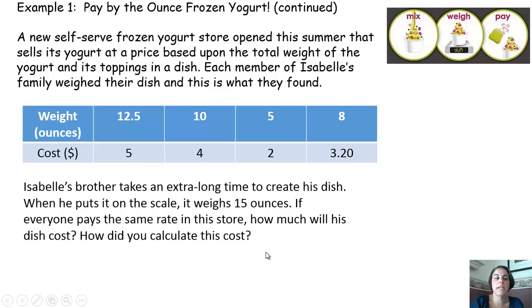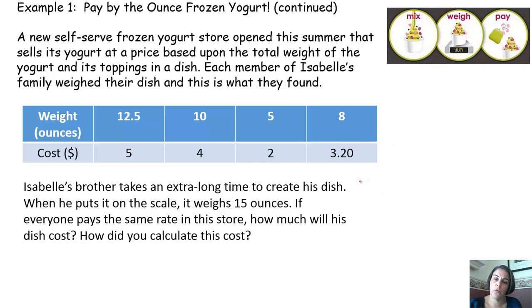All right, still related to this problem, let's say Isabella's brother takes an extra long time to create his dish. When he puts it on the scale, it weighs 15 ounces. If everyone pays the same rate at this store, and we just discussed what that rate is, 40 cents per ounce, how much will his dish cost? How did you calculate the cost? Pause the video, try it out, come on back. Hopefully you paused that video.